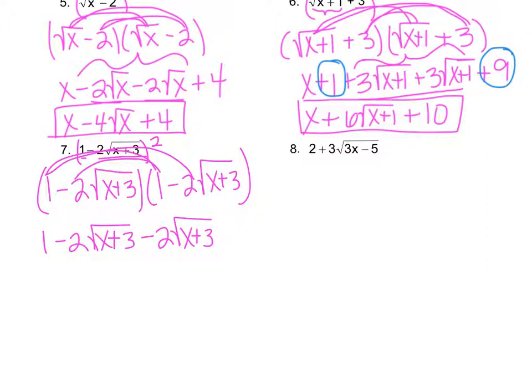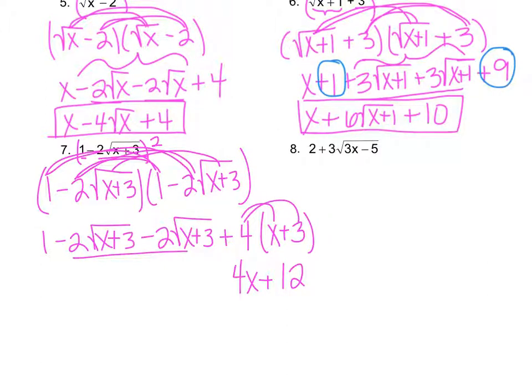Then multiplying the last 2 terms, we have a negative 2 times a negative 2, which is a positive 4, so there's my coefficients. And then we have to multiply the radicals. Square root of x plus 3 times the square root of x plus 3 is just x plus 3. But you have to times it by 4, so you have to put parentheses there. So I'm going to have to distribute. So that's 4x plus 12.